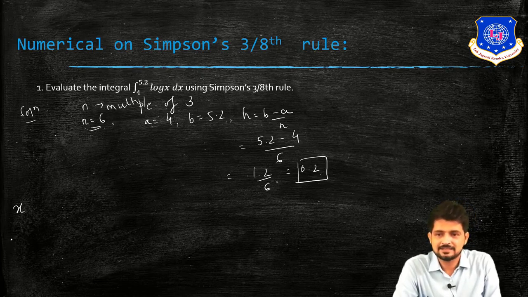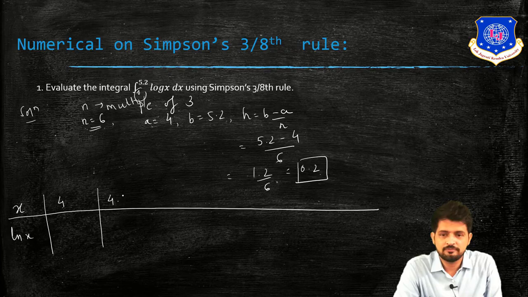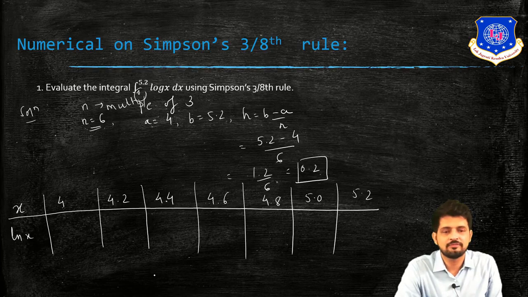Okay, what is our next step? See, we have to find the values of y from the table. Okay, and we have to take the differences of 0.2. See, many students make a mistake here. We have to start from the first value, in the sense that we have to start from 4, and take the differences of 0.2. So 4, 4.2, 4.4, 4.6, 4.8, 5.0, and the last value will be 5.2.